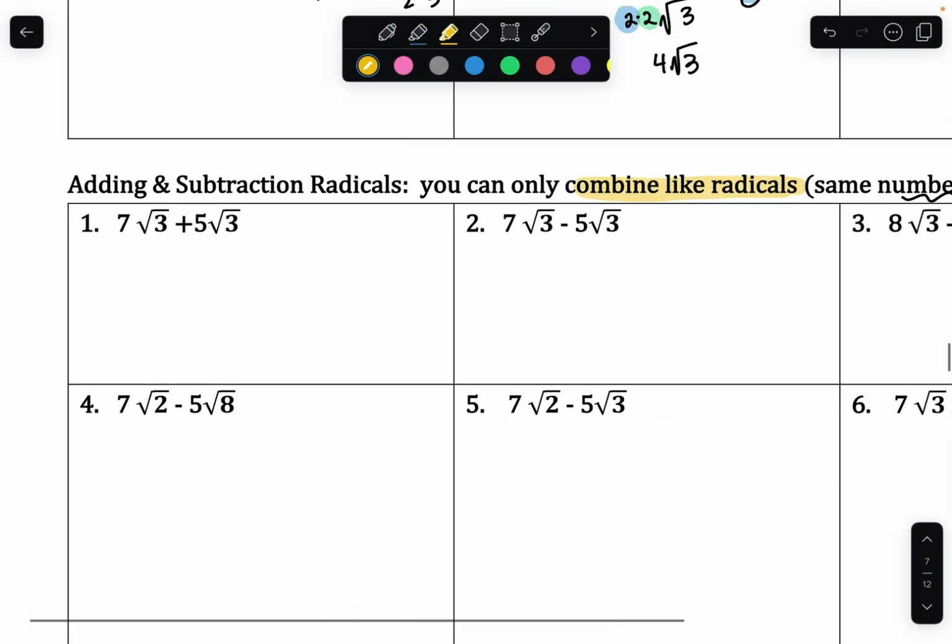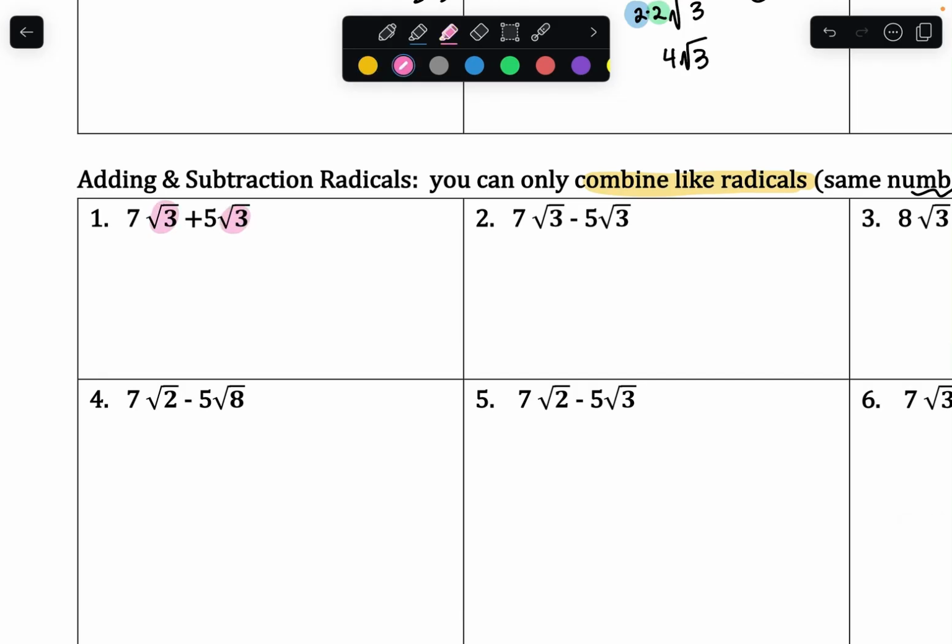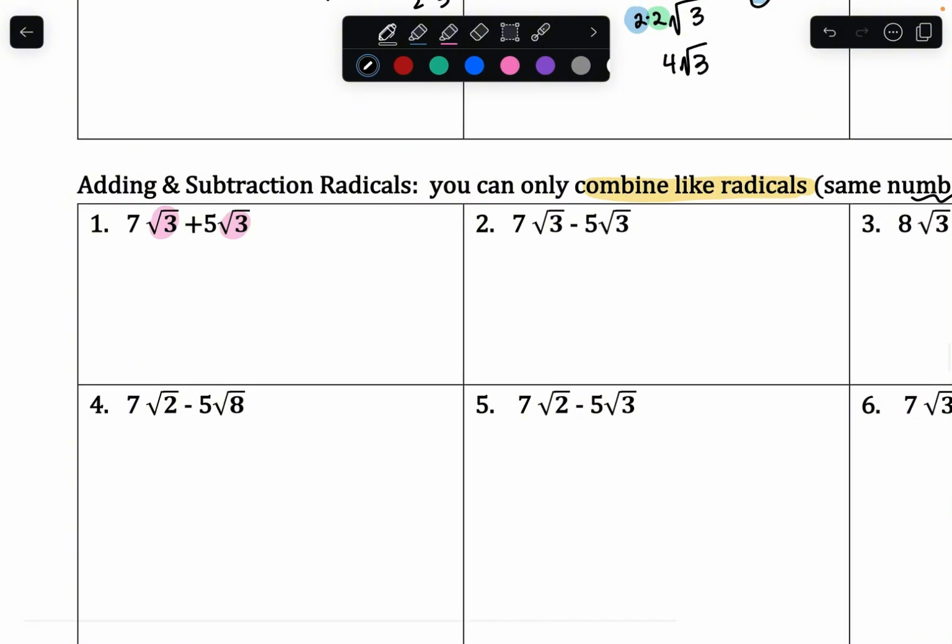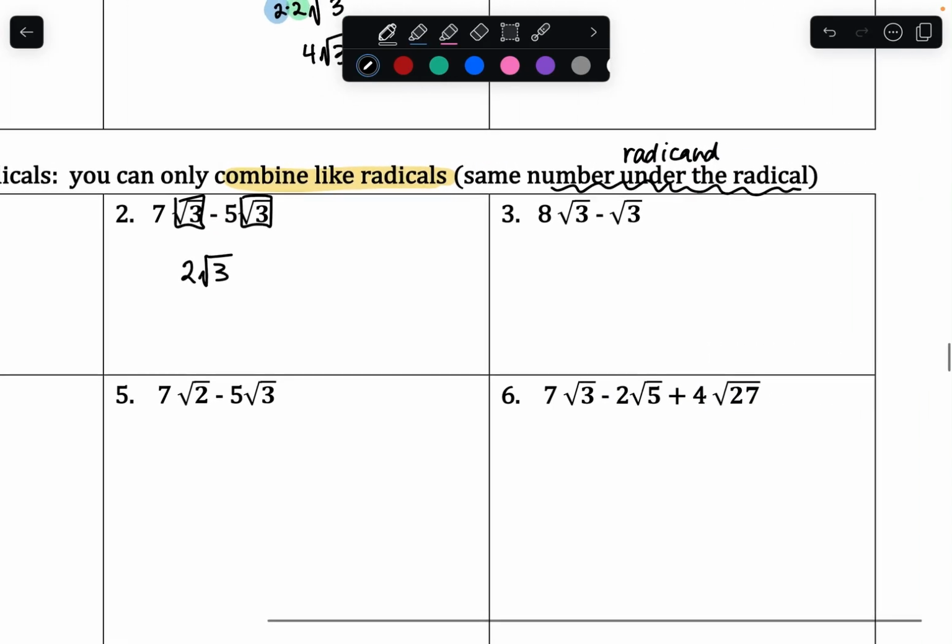Okay, so here I see we have square root of 3 and square root of 3. So think of that as 7x plus 5x. You know that would give you 12x. And so that would give me 12 square roots of 3 for my final answer. Okay, here I have 7 square roots of 3 minus 5 square roots of 3. So that is 2 square roots of 3. Here I have 8 square roots of 3 minus 1 square root of 3. Picturing that as 8x minus x, that would be 7x. And so this would give me 7 square roots of 3.